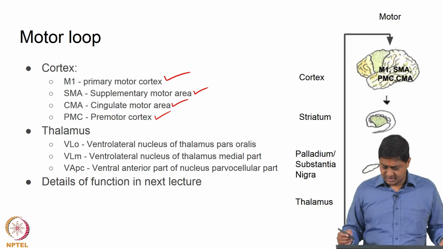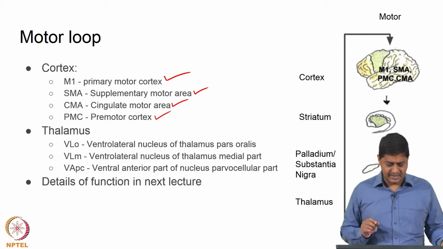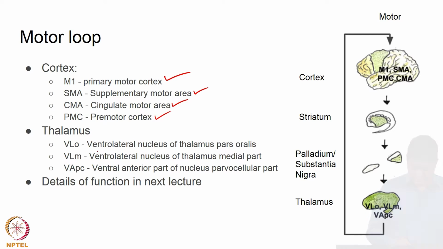and or substantia nigra pars reticulata, and from there to the thalamus and specific nuclei of the thalamus. This is the ventrolateral nucleus and ventral anterior nucleus. Note, within the ventrolateral nucleus there is a particular part called pars oralis, and also the medial part of the ventrolateral nucleus, and the ventral anterior nucleus, the parvocellular part.